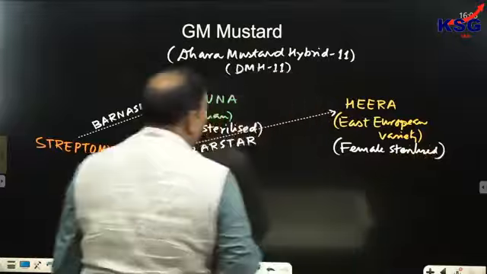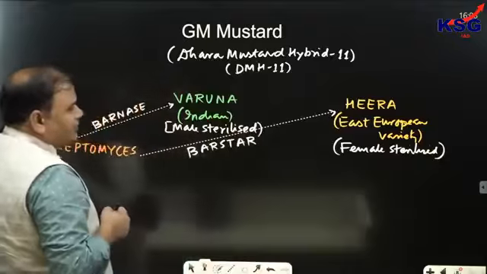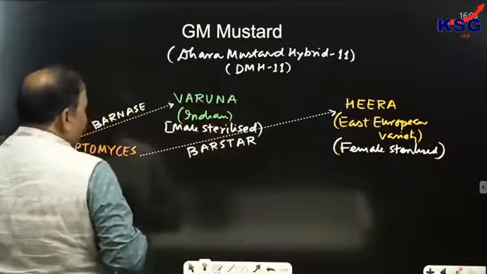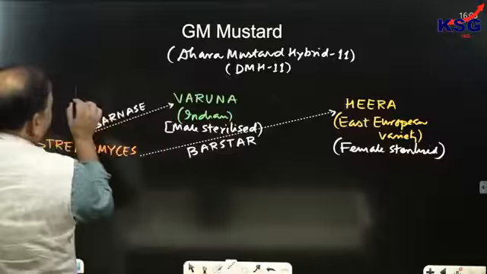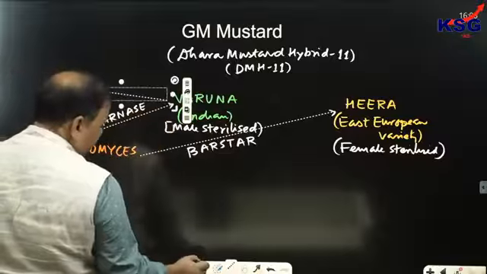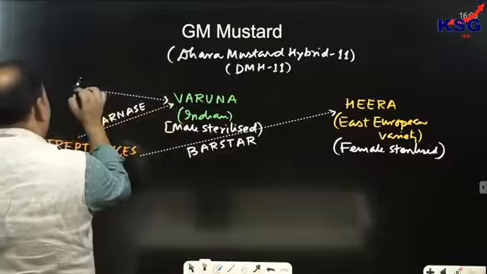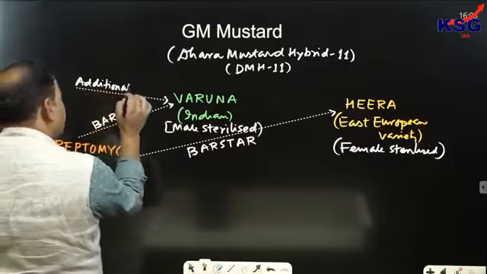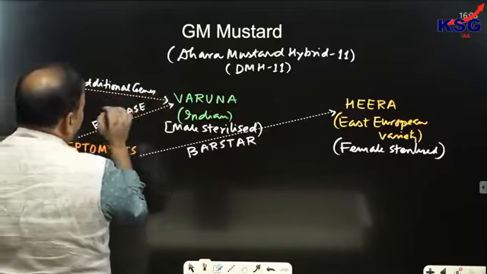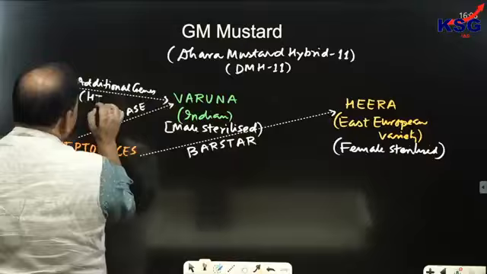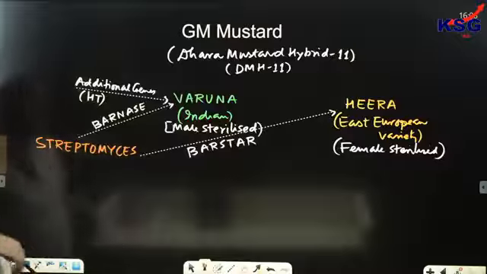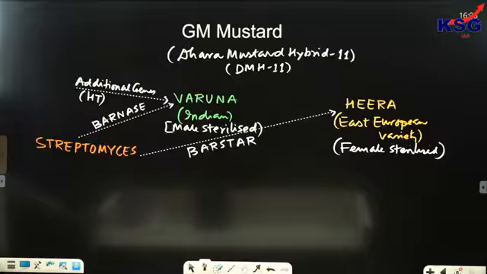So you can see the female part is active, but the female part has been sterilized, while the male part is active. And some additional genes were added to Varna, for the purpose of making it HT. HT means herbicide tolerant: if you spray herbicide on it, it won't get destroyed.